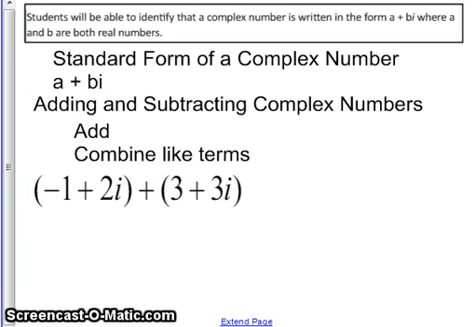This is 4.6.2. Get your grade up. Adding and subtracting complex numbers.